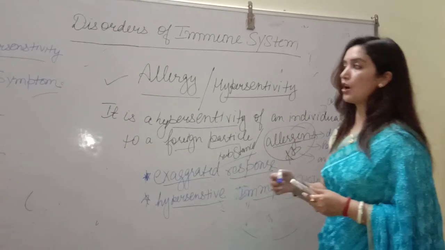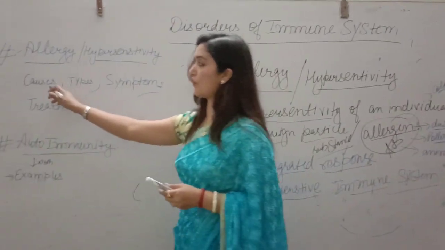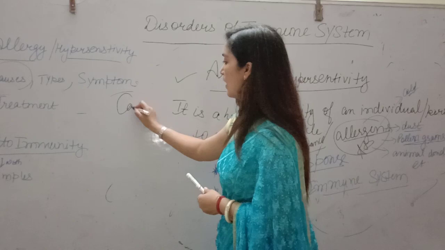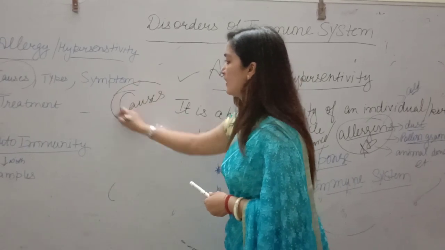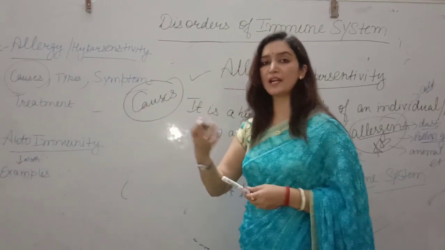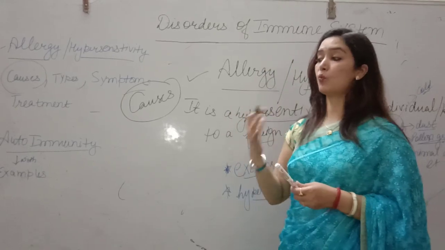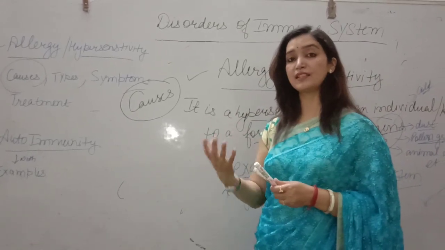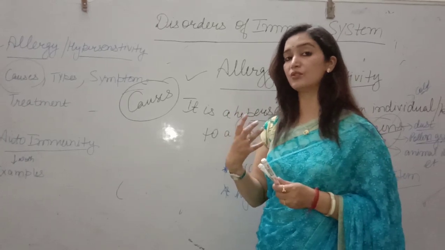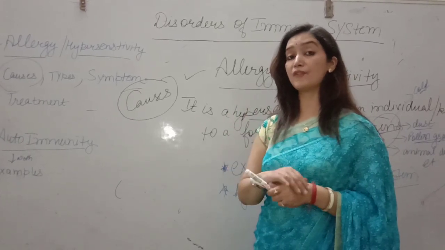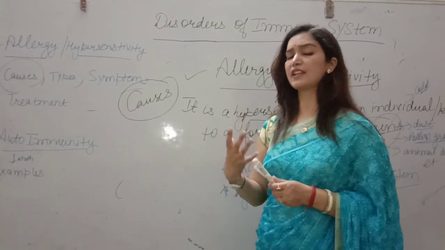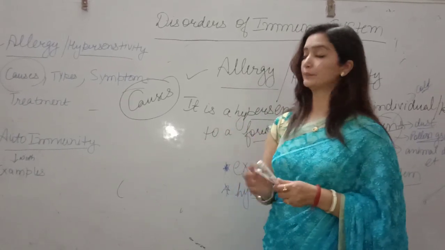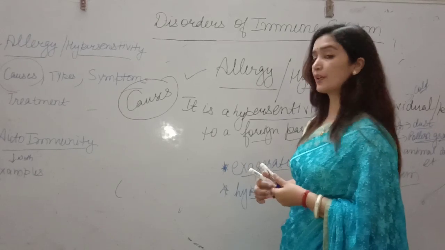Now we are coming to the causes of this allergy. Why does the hypersensitive response occur, why does a person instantly undergo sneezing and have running eyes, a running nose, and blisters on their skin? You might have seen different types of allergic response somewhere, sometime. So we are coming to the causes.